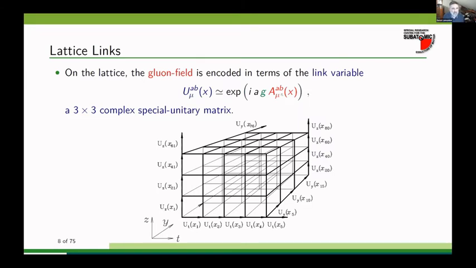Well, on the lattice, remember that the gauge field, the gluon field, is encoded in terms of the link variables. So it's an exponentiation with the coupling, and the lattice spacing here makes this dimensionless. So this is a 3x3 complex special unitary matrix. There are 8 degrees of freedom then. And because you're looking at a vector field, these link variables are, of course, associated with the links of the lattice, so that when you're at a particular lattice site, you can head off in the, well, here drawing the y, z, and t dimensions.